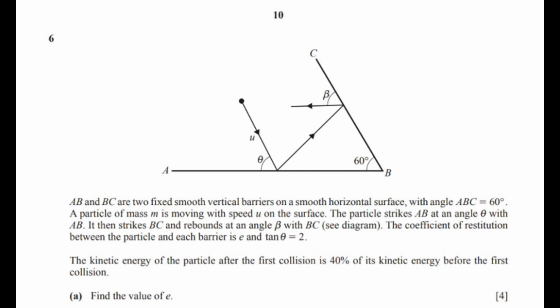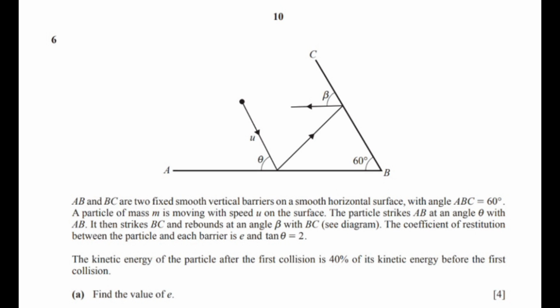Hi all, let's discuss this question from Further Maths Year 2022 paper May-June 3-3. In this question, it is asking you to find the coefficient of restitution in the given condition when your particle strikes the surface AB at an angle theta with velocity u, and then it rebounds and strikes the other surface, that is BC.